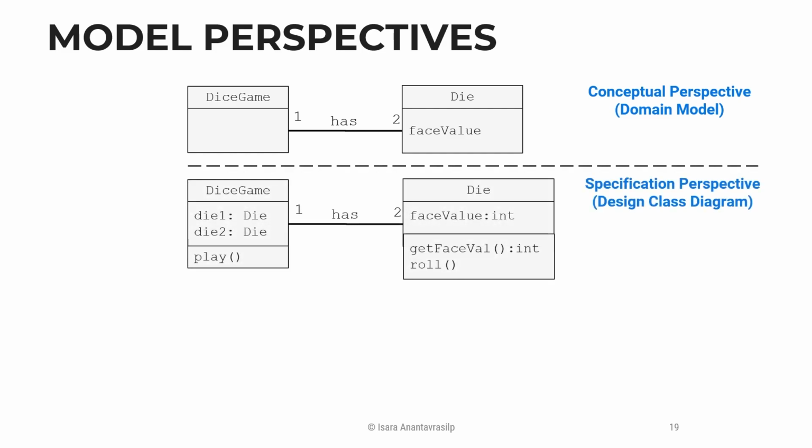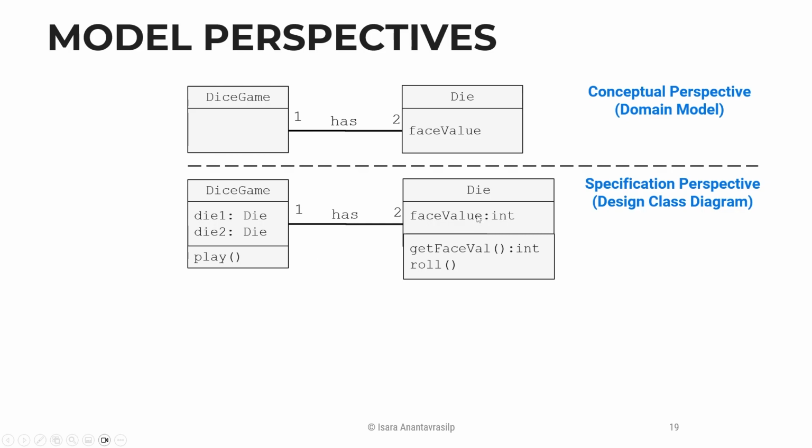Now, when we move on to the design class diagram, we are moving on to the specification perspective. As the name suggests, we're moving from the conceptual perspective to specification. We would like to be more specific. Now, in a dice game, you have two dice, die 1 and die 2, and they are of class Die, and it can play game.